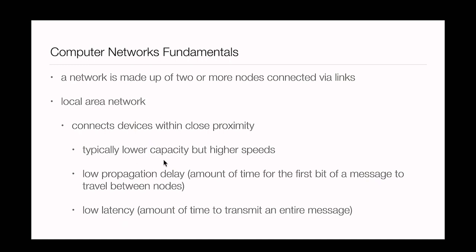So in these kinds of networks, the overall capacity of the network, so how much information can be traveling on the network at any one time, is typically relatively low, but the speed is very high. Because the computers are typically all close to one another, there's very low propagation delay. Propagation delay is the amount of time for the first bit of a message to travel between nodes. So imagine you've got a client-server thing running over a local area network. The client sends a message to the server. The time it takes for the first bit of that message to show up at the server is the propagation delay.